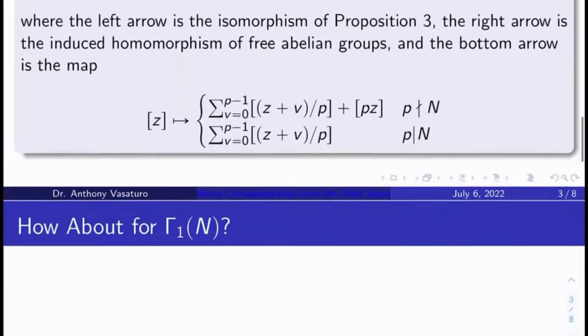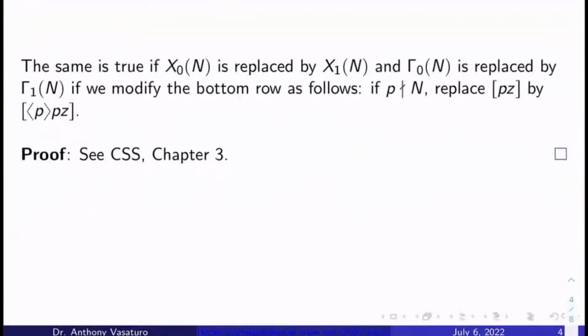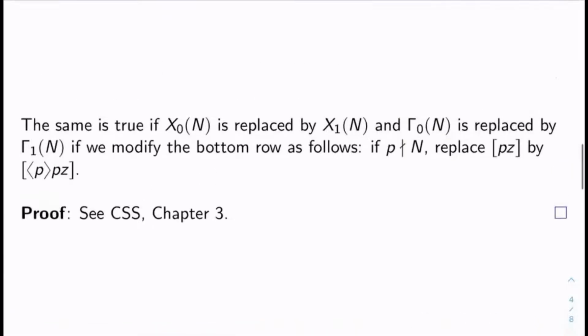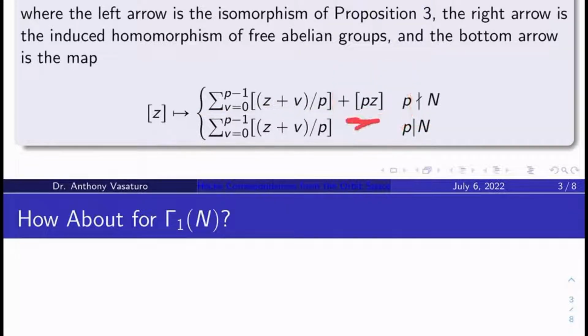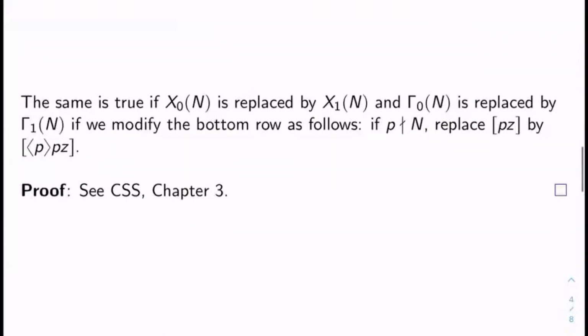So what does this look like for Γ_1(N)? This exact same statement holds if you replace X_0(N) by X_1(N), Γ_0(N) by Γ_1(N), of course. And how do you modify that bottom map, the bottom arrow? Well, you don't actually change the p divides N case at all. If p doesn't divide N, you change one thing. You change this last class here. This last orbit here will be replaced by the orbit of ⟨p⟩ times pz instead of just the orbit of pz. So you add an extra ⟨p⟩ in there. Remember, this is just a matrix acting on a point in the upper half plane. So this makes perfect sense. It's another point in the upper half plane. I can certainly take its orbit. Okay, the proof of all this is in CSS chapter 3.